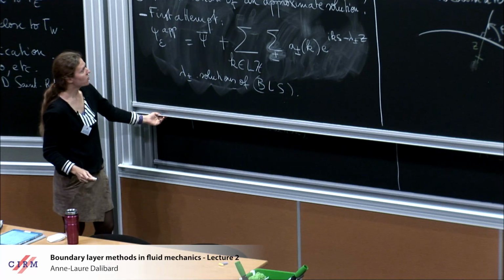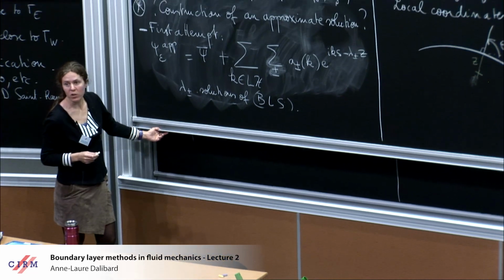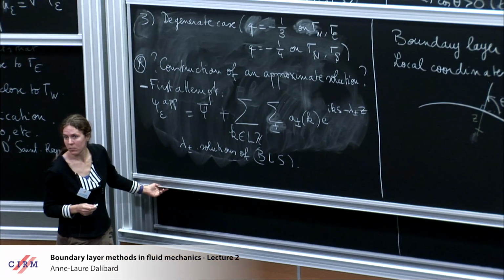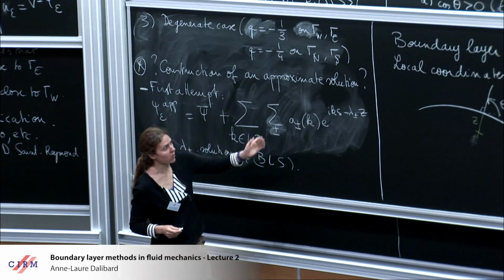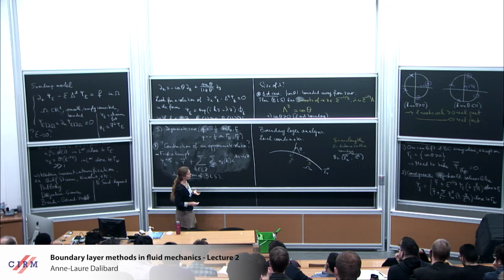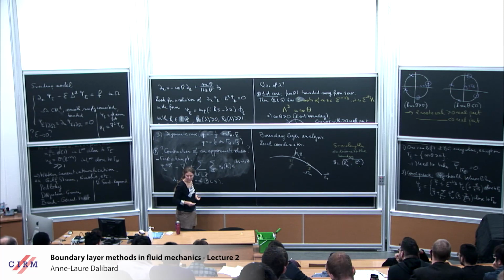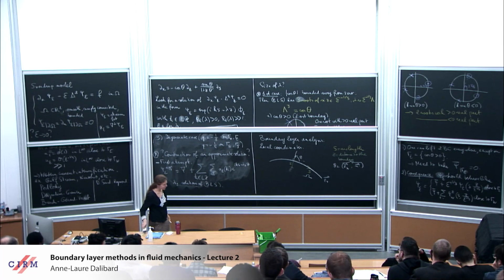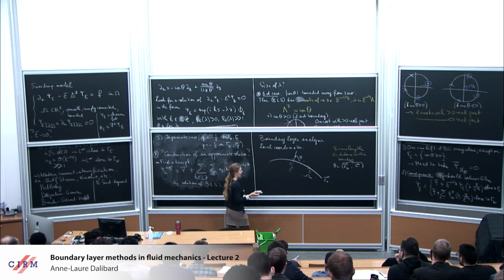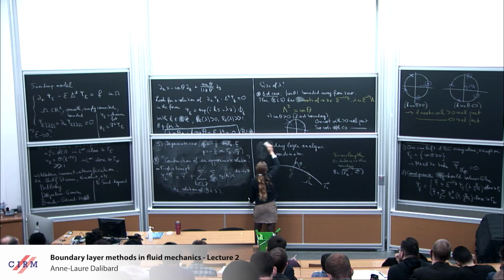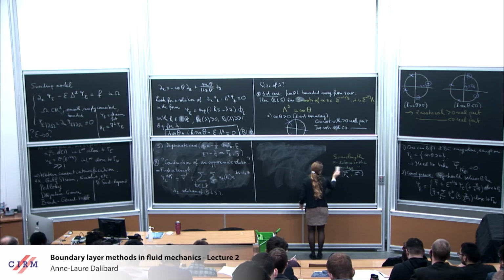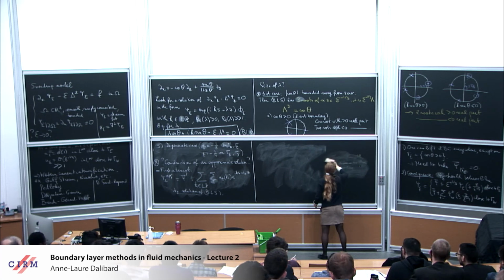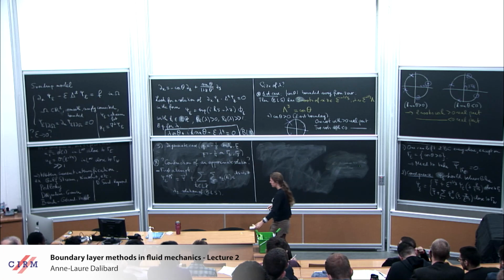Okay, so the first thing that you can try is something like that. You compute A plus and minus of K so that the trace on the boundary vanishes and so on. At first, with Laure Saint-Raymond, we tried to do something like that. And the problem is that it really doesn't work. So this fails.